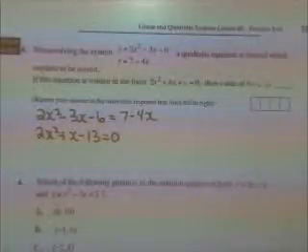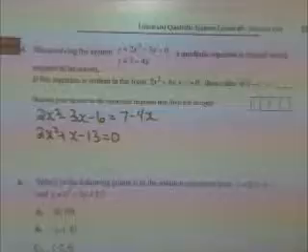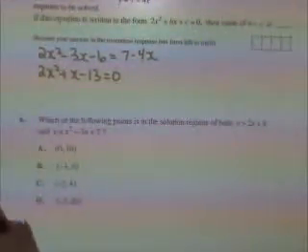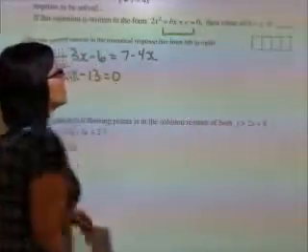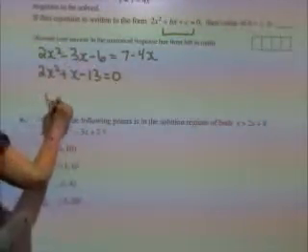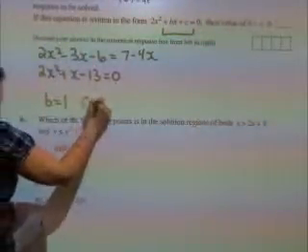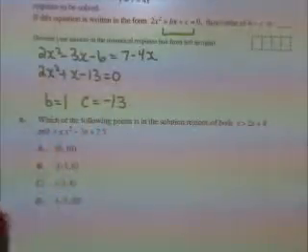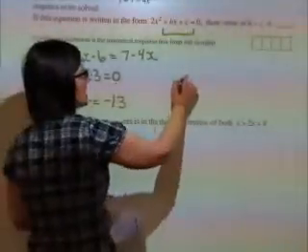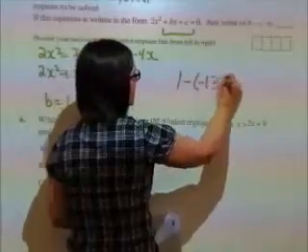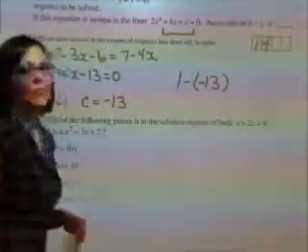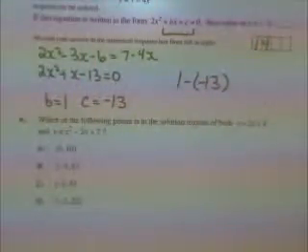So let the two sides equal each other, and I isolate, bring everything over onto one side, so I make the equation equal to 0. So I get this. B value is equal to 1, and the C value is equal to negative 13. So then B minus C is 1 minus negative 13, which is 14. Okay.